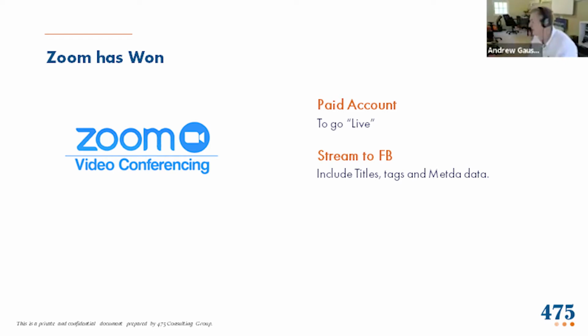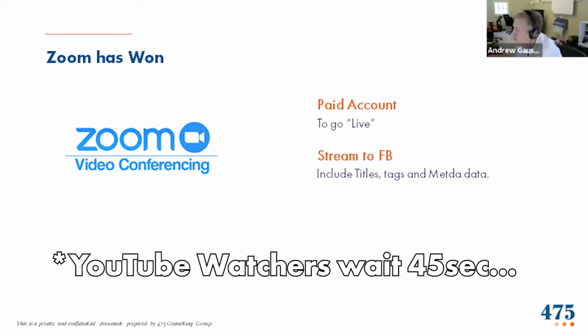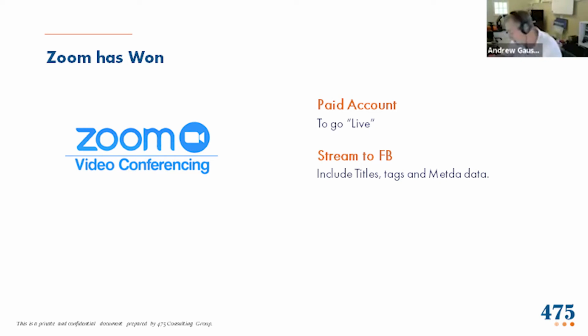So by default, I think we now realize that Zoom has won. It is now the video conferencing app of choice for your constituents, and every campaign should have a paid account that will enable you to go live, like we just showed you on Facebook. And again, don't forget to fill out the metadata and include titles and tags. It really helps Facebook learn who to show it to and how to show it to people who haven't yet connected to your channel.